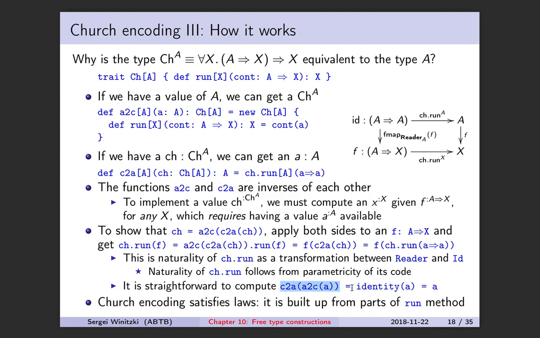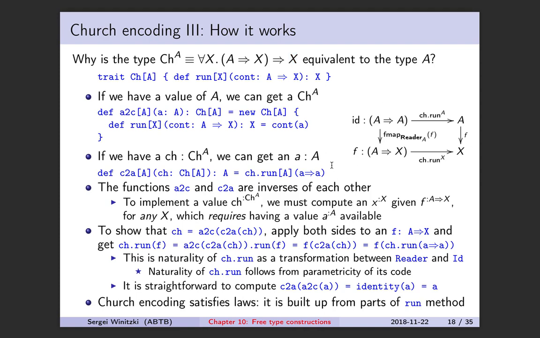The other direction is easy to verify if we just substitute the code C to A of A to C of A. C to A is this, and then A to C of A has a run function, and then you have identity applied to A, and that's A. So in this way we can show more formally that this type, the church-encoded A, is actually equivalent to the type A, as long as we understand that this must be fully generic code and, in other words, a natural transformation between these two functors.